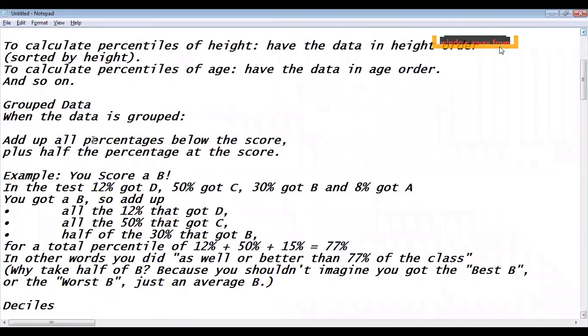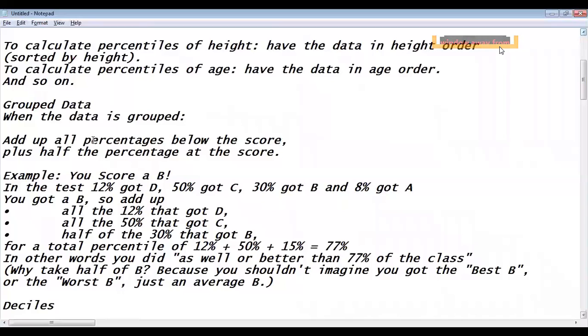Your score is at B. And how many have scored B? 30%. So half of that. So what is half of 30%? 15%, correct? So now you should add 12 plus 50 plus 15, half of 30. So you can see there, for the total percentile, 12% plus 50% plus 15% equals 77%. So now it means if you have scored a B, you have performed better than 77% of the class.